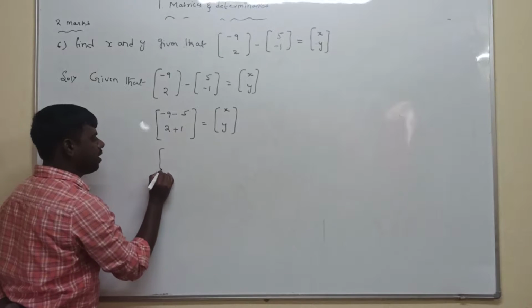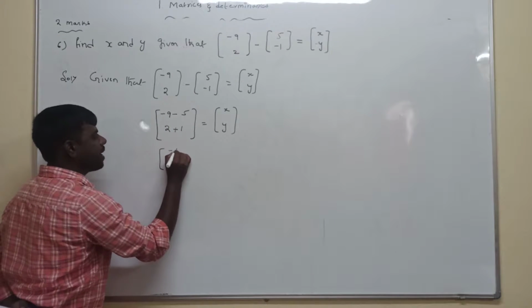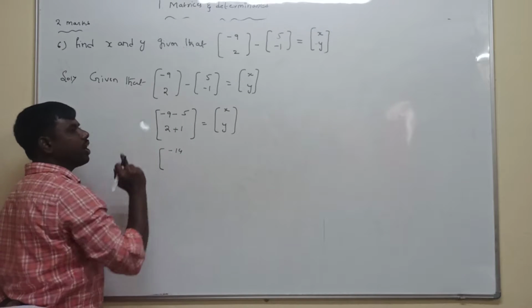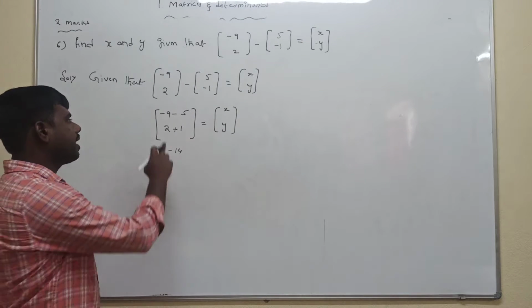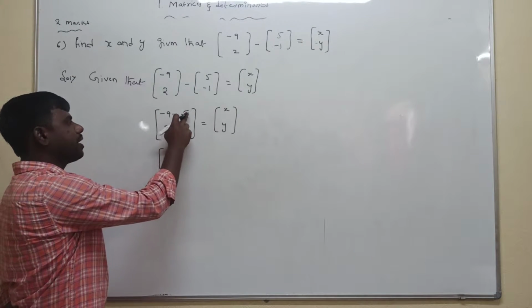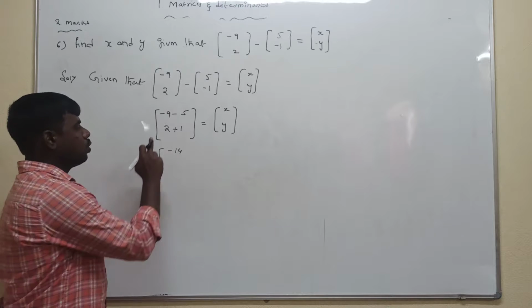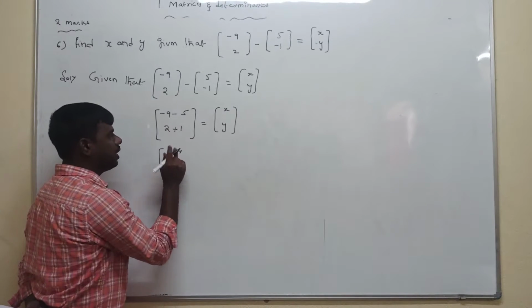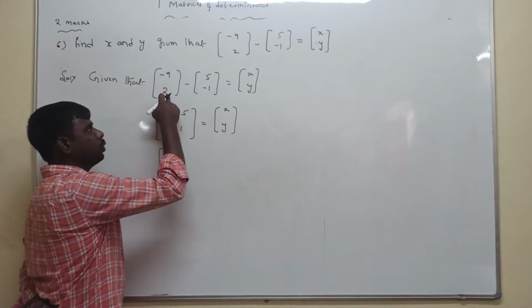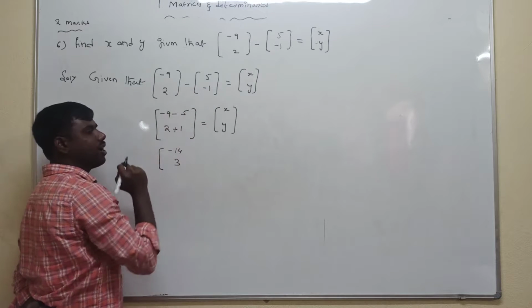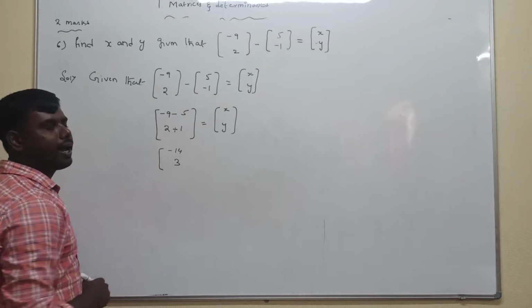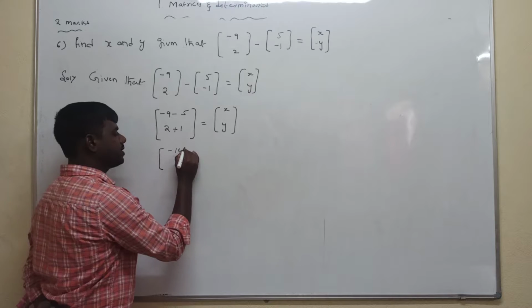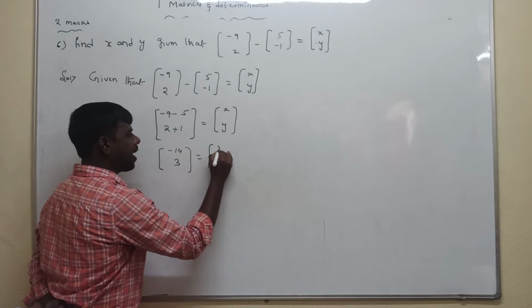Simplify this one. Minus 9 minus 5, that value is minus 14. Because both values are negative, that's why we put the same sign. After that, adding 9 plus 5, that value is 14. 2 plus 1, that value is 3. How do we know we get positive? 2, minus of minus 1 is plus 1. That's why I am writing plus 1 here. 2 plus 1 is 3, is equal to x, y.